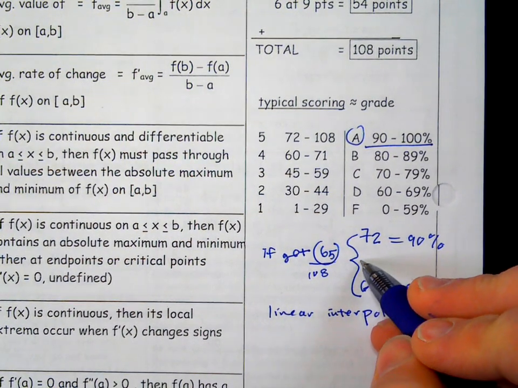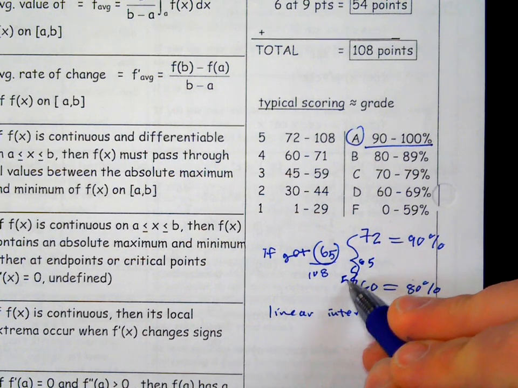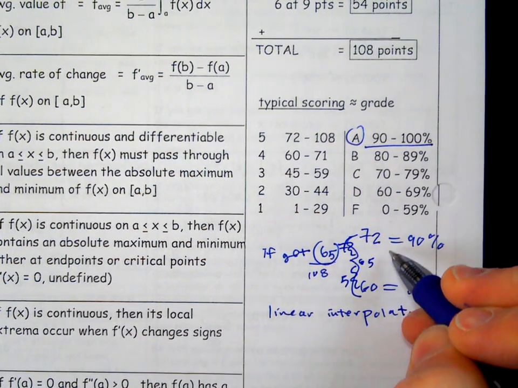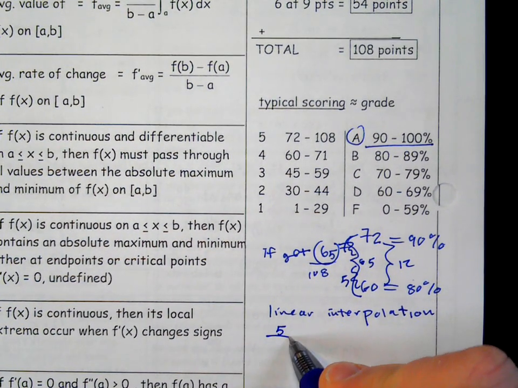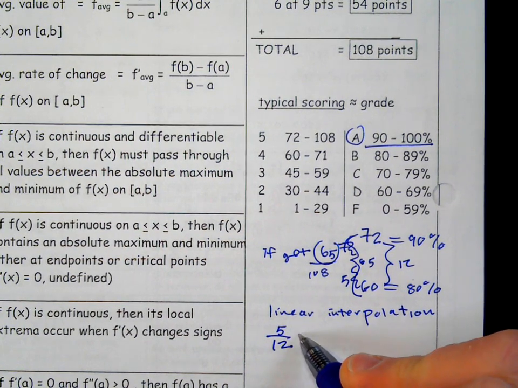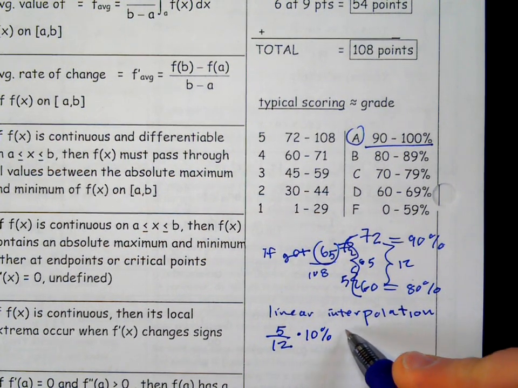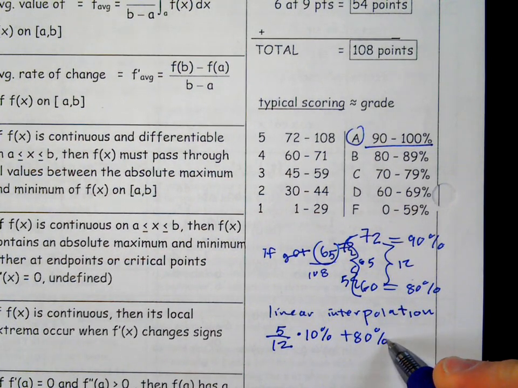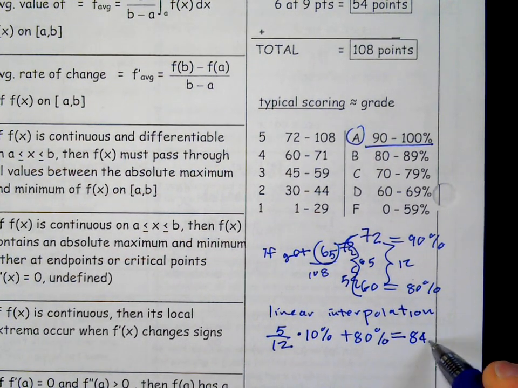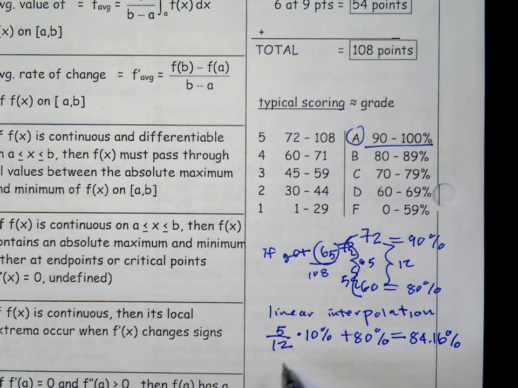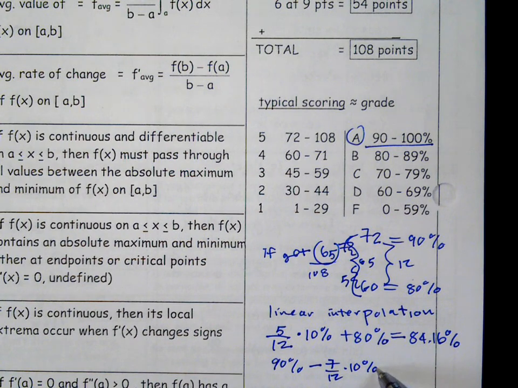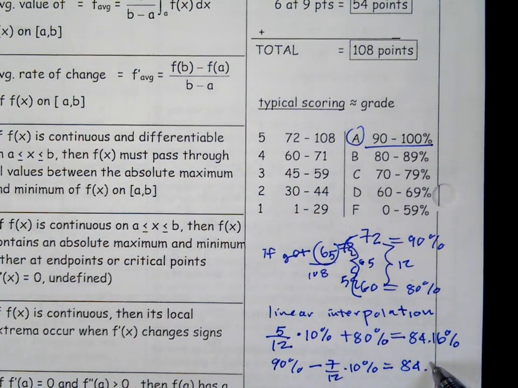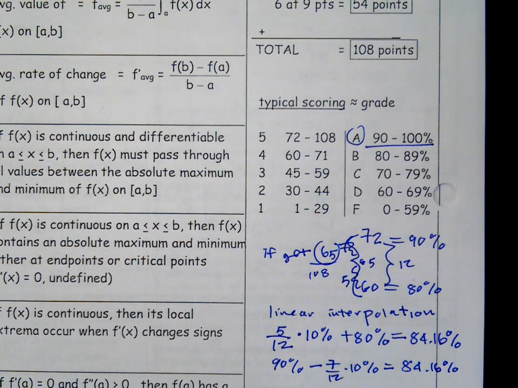So 65 is here. You're either 5 away from 60 or 7 away from 72, and the whole gap is 12. So you're 5/12 of the way between 80 and 90%. So you're 5/12 of 10%, and you can add that to 80%, and that would give you an 84.16%. Or you could say, let's do 90% and take away 7/12 of 10% to get the same result. So you can start from the bottom and add up, or you can start from the top and subtract down.